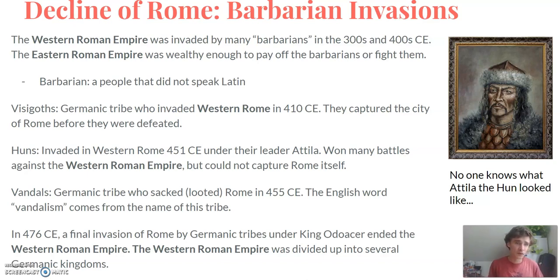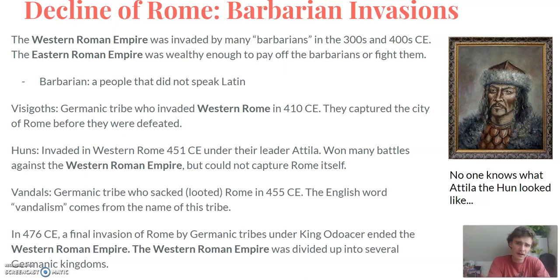The Vandals were another Germanic tribe who sacked Rome, which means looted it and attacked it, in 455. And Rome had been made weak by the invasion of Attila 4 years earlier, and so they were not ready to defend against the Vandals. The English word today, vandalism, which means destroying things, comes from the name of this tribe because they destroyed the city of Rome so bad.